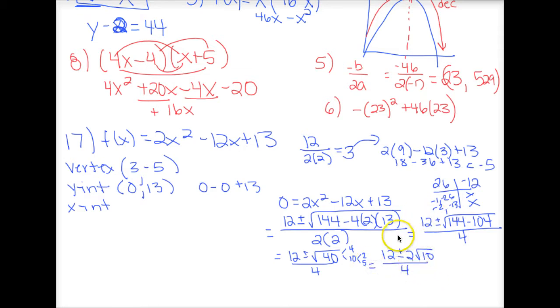And now I can reduce. They're all divisible by 2. So 2, 1, 6. So you can either leave your x-intercepts as 6 plus or minus radical 10 all divided by 2, or you can divide the separate pieces out and make it 3 plus or minus radical 10 over 2.